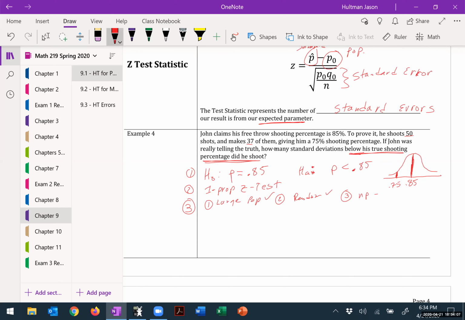Well, what is n? n is 50. What's p? p is 85%. Is that greater than 10? Well, in this case, 50 times 0.85. Let's see what that is. I think it's 37.5 something. Oh, sorry, 42.5 is greater than or equal to 10. Yep, check. So what about n times (1 - p), 50 times 0.15?